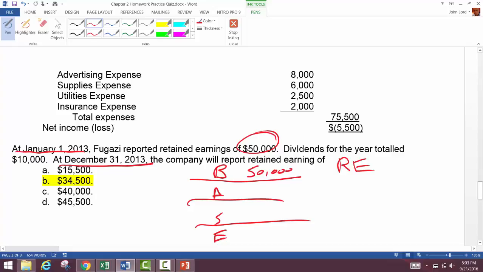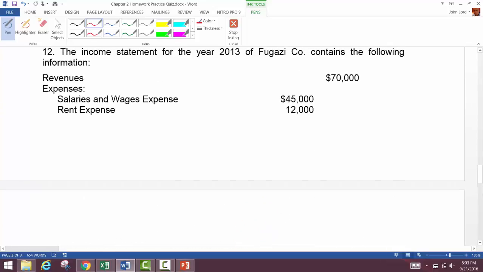With me so far? Okay. Now I have to figure out the add, which is typically net income, right? The add is net income. But if you look at this, this company had revenues of 70.